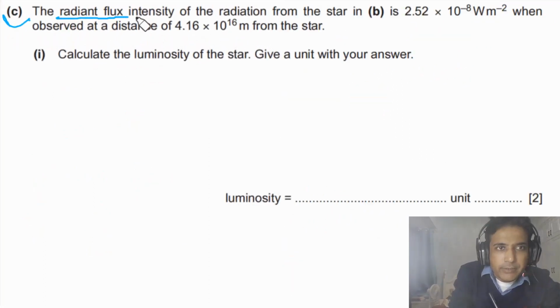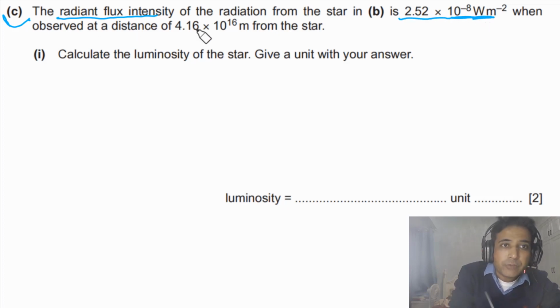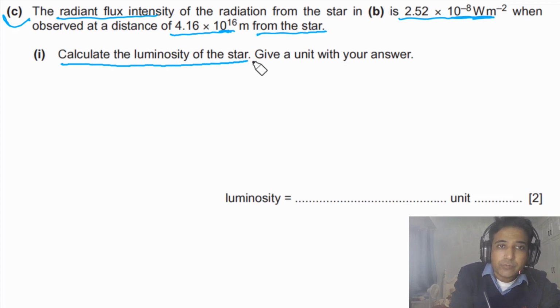Part C says the radiant flux intensity of the radiation from the star in B is 2.52 times 10 to minus 8 watts per square meter when observed at a distance of 4.16 times 10 to 16 meters from the star. Calculate the luminosity of the star, and give a unit with your answer.